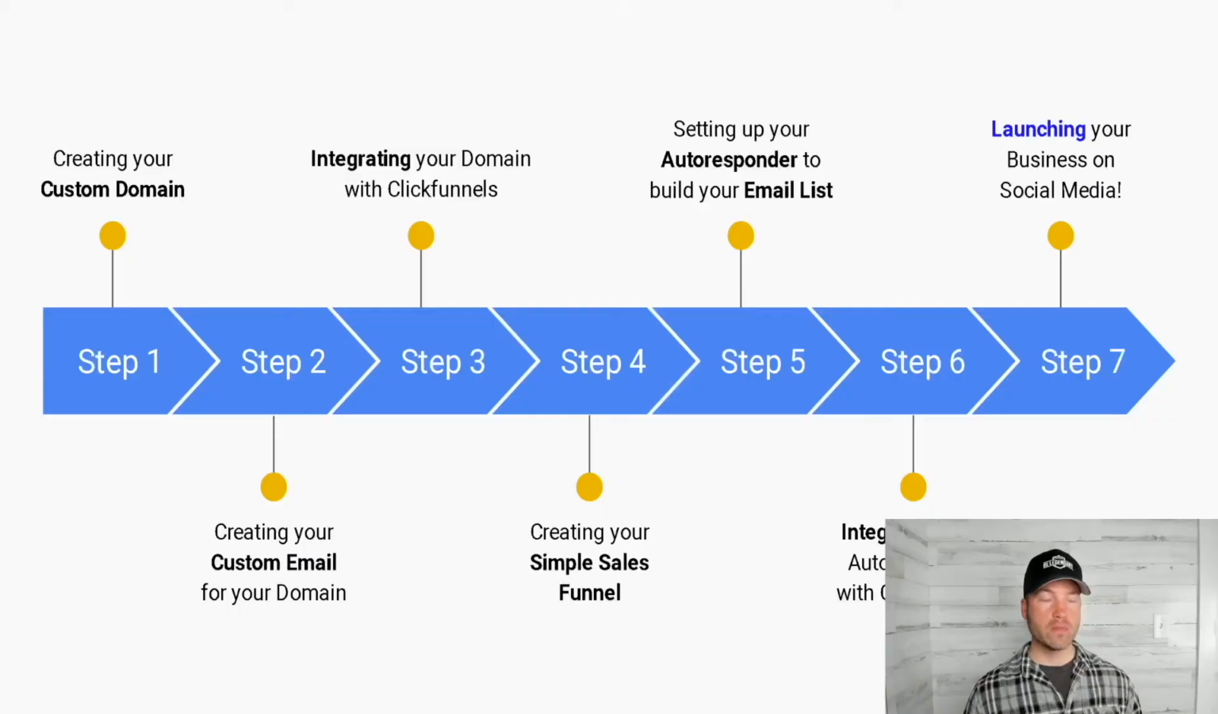So let me show you real fast kind of what we're going to be doing. Okay, so here are the steps we're going to be taking today, what I'm going to be walking you through. First one up, creating your custom domain. So ideally you already have a business actually created. It's not required, you don't have to, but if you do, then choosing a custom domain, if you don't already have one, choosing a domain, you're going to want to choose something that goes along with your business.